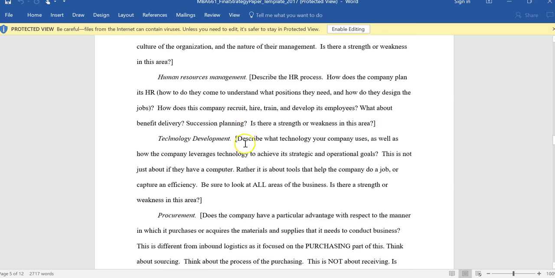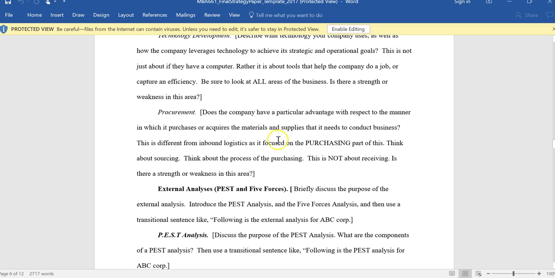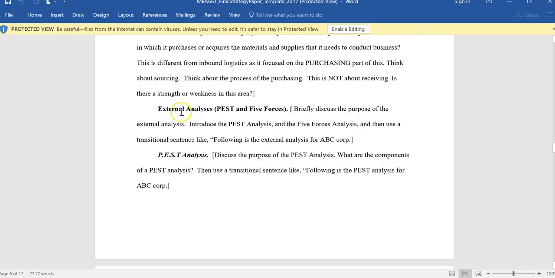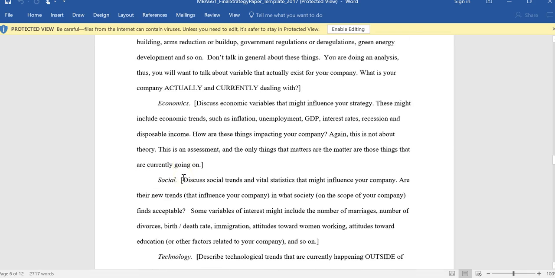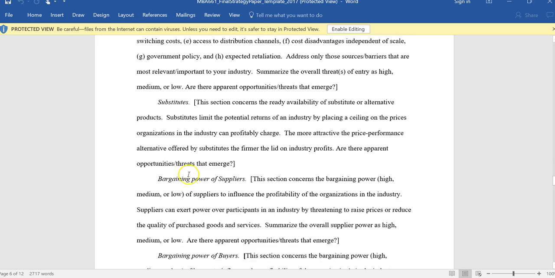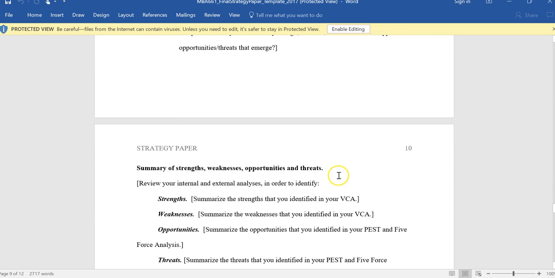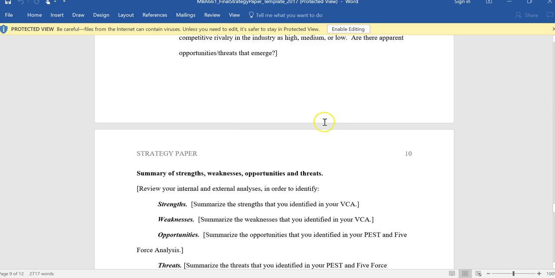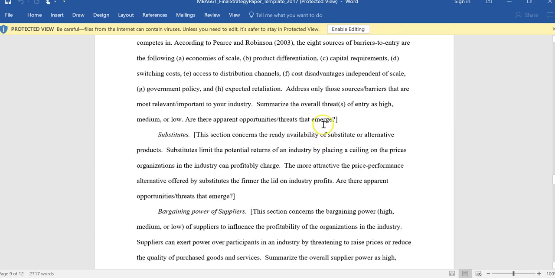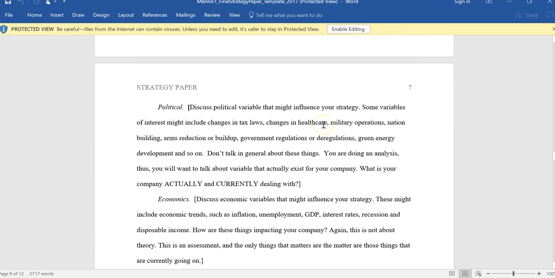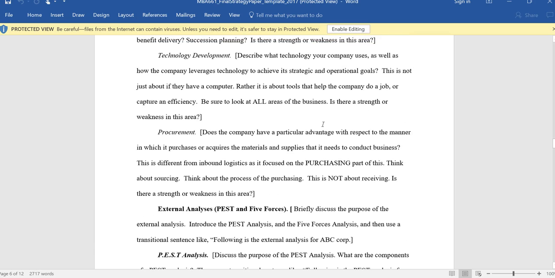Here's where this is going to come in. So in the internal part, we're looking for strengths and weaknesses. And then in the external part, we're looking for opportunities and threats. And then guess what? We're going to come down here to where we are summarizing your strengths, weaknesses, opportunities, and threats, and they're going to come from up above. So that's the reason why I want you to be thoughtful about that. You're actually trying to keep your eye open for strengths, weaknesses, opportunities, and threats.